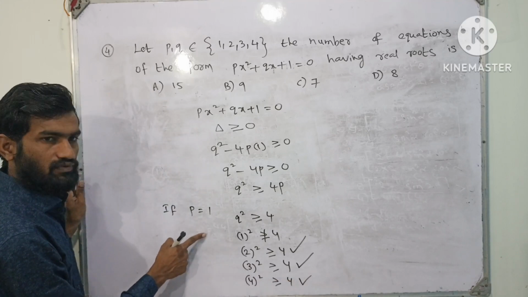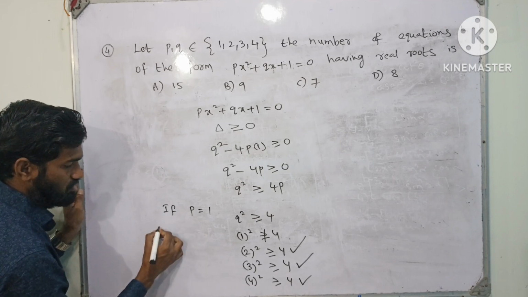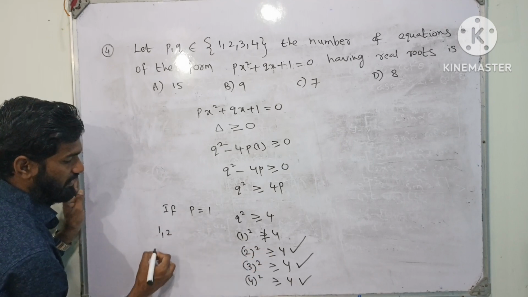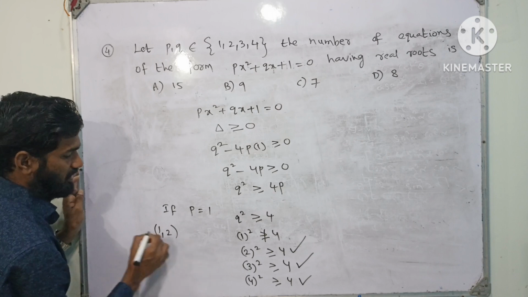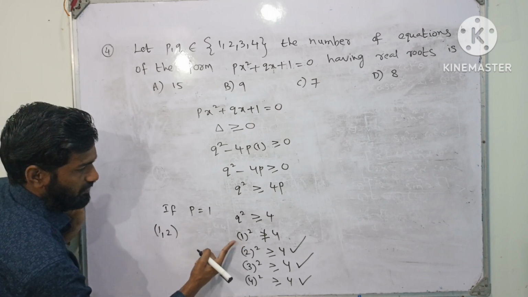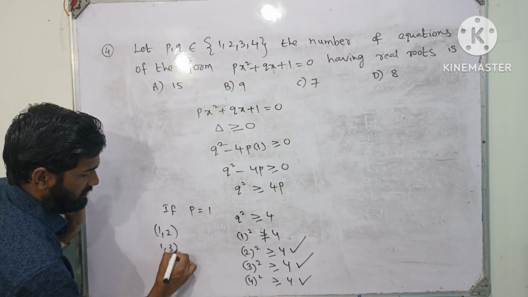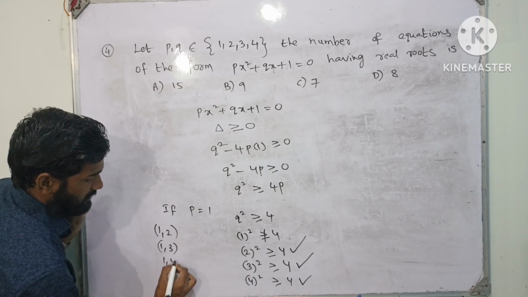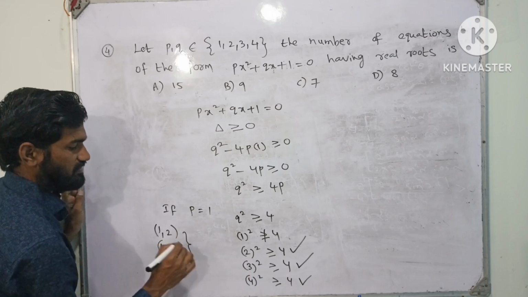For p is equal to 1, what are we getting? For p is equal to 1 and q is equal to 2, this is one pair, p comma q, and 1 comma 3 is also satisfying, and 1 comma 4 is also satisfying. So here we are getting 3.